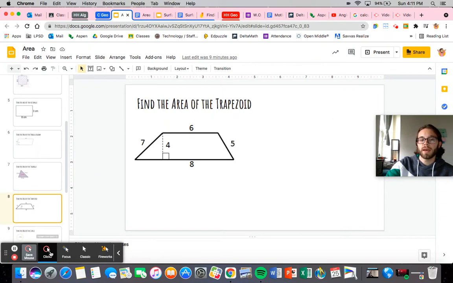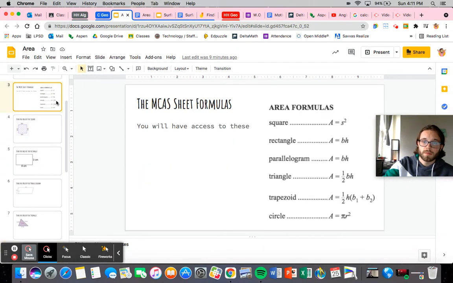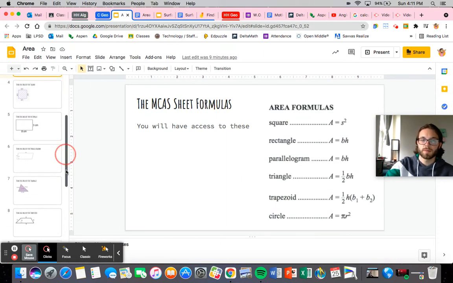So see here, we have the height, right? The height is going to follow the same rules as it did in the parallelogram and the triangle. It's got to be perpendicular. But now we need specifically base 1 plus base 2, and we are also still dividing it by 2. So 1/2 height times base 1 plus base 2.